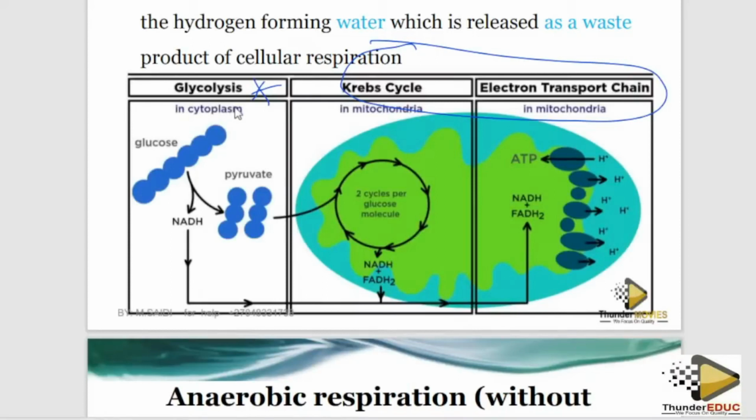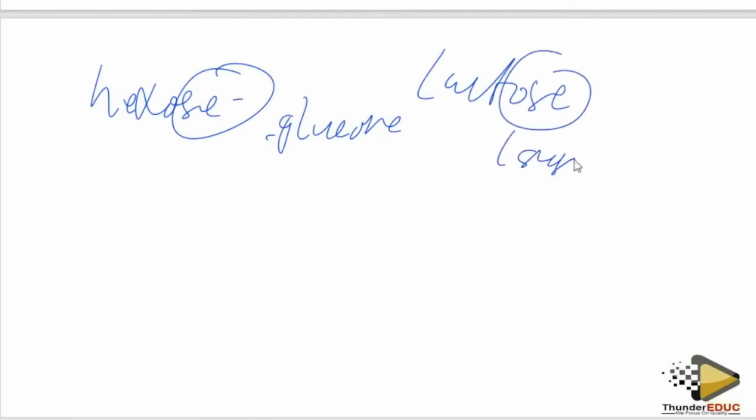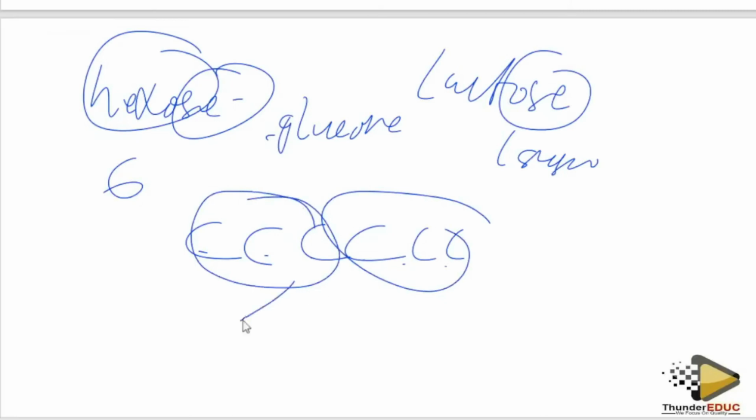It means that anaerobic respiration only occurs in glycolysis. It doesn't involve the Krebs cycle and oxidative phosphorylation or transportation of electrons through a chain. So what happens? Glucose is a hexose. Hexose means 6, hex. Ose means a sugar, like glucose, lactose. So hex means 6 carbon atoms: 1, 2, 3, 4, 5, 6. During glycolysis, it splits into 2.